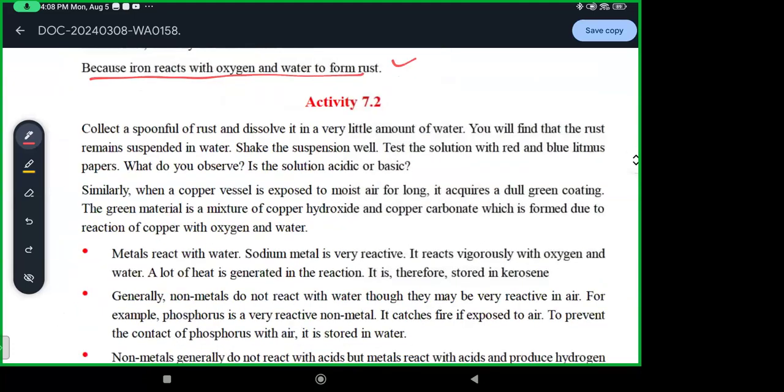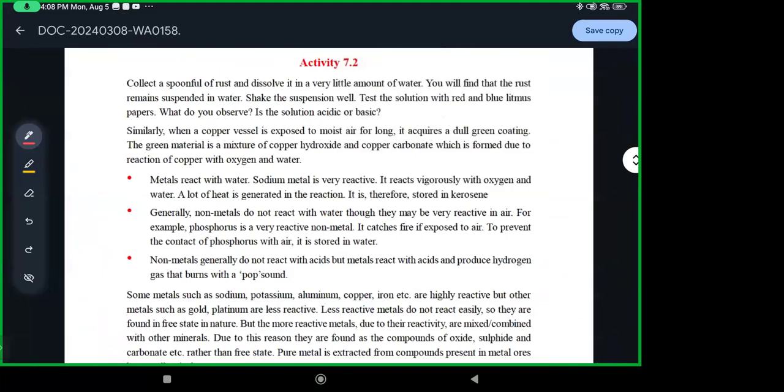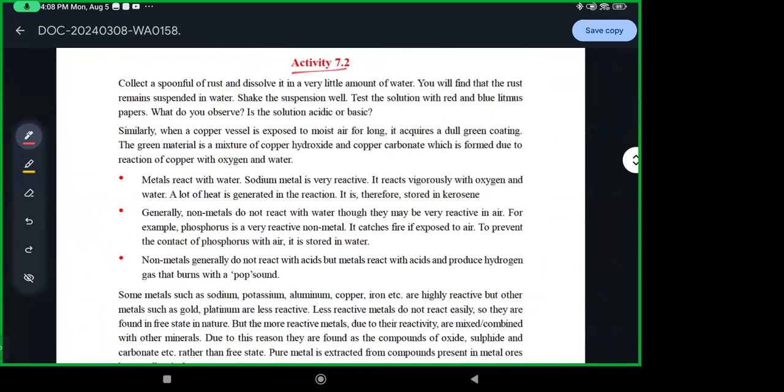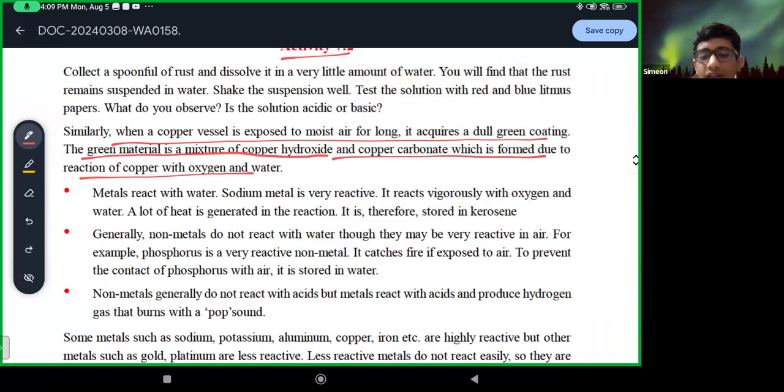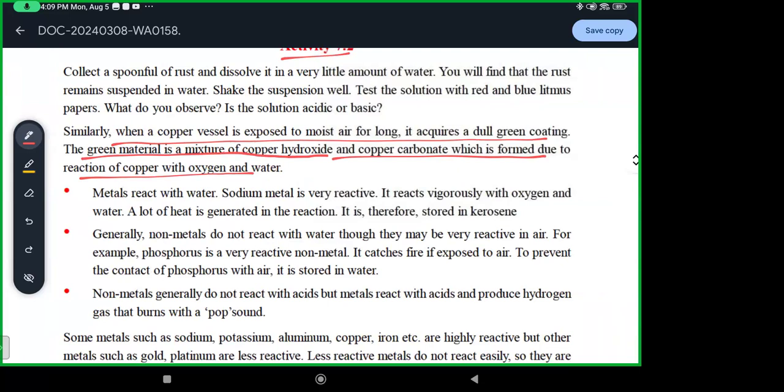Then this is an activity. You can read it at home today. Activity 7.2. When a copper vessel is exposed to moist air for long, it acquires a dull green coating. The green material is a mixture of copper hydroxide and copper carbonate, which is formed due to the reaction of copper with oxygen and water. After that, can you remove the green coating?